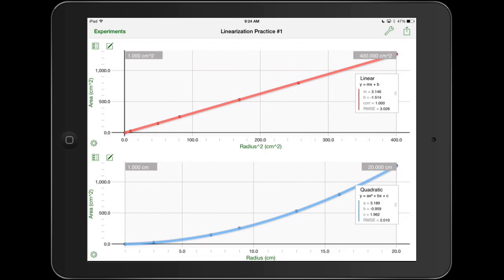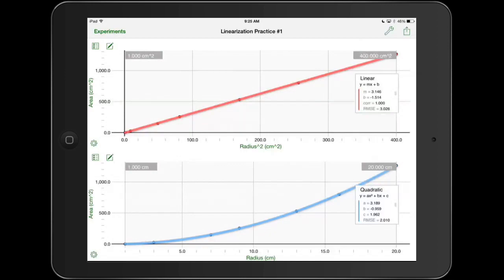The units for those numbers: for the slope, the 3.146, the units of the slope are the units of the y-axis, centimeters squared, divided by the units of the x-axis, centimeters squared. It's always units of the y over units of the x, because slope is rise over run, change in y over change in x. And centimeters squared over centimeters squared cancels out, so there actually won't be units there. And for the y-intercept, the units are always just the units on the y-axis. So in this case, it would be centimeters squared.